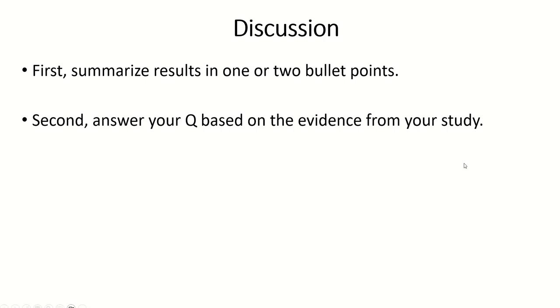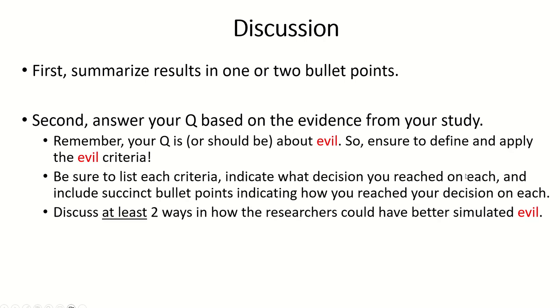Everyone has experiments here. And so remember, your question is about evil. So you need to define and apply the evil criteria. We've done this exhaustively over the course of the entire semester, right? So be sure to list each criteria, indicate what decision you reached on each, and include succinct bullet points indicating how you reached your decision on each, right? So I usually have like 3 criteria and check boxes, and usually put check marks next to the criteria that we've met.